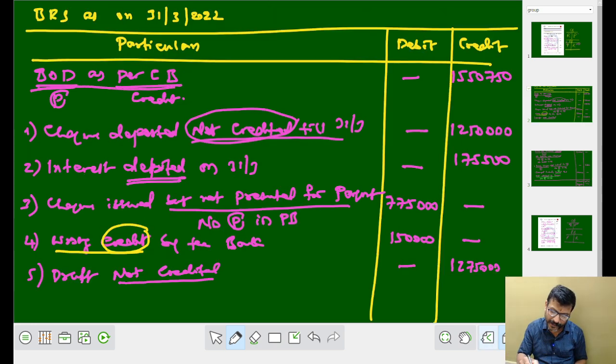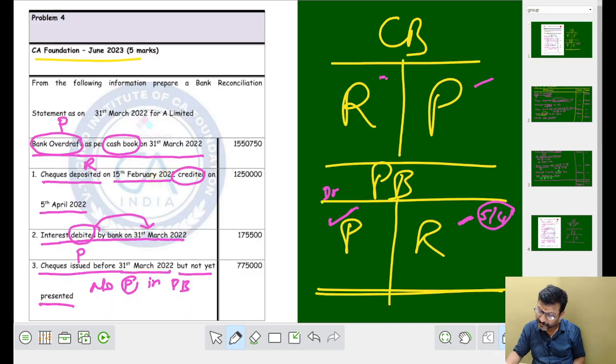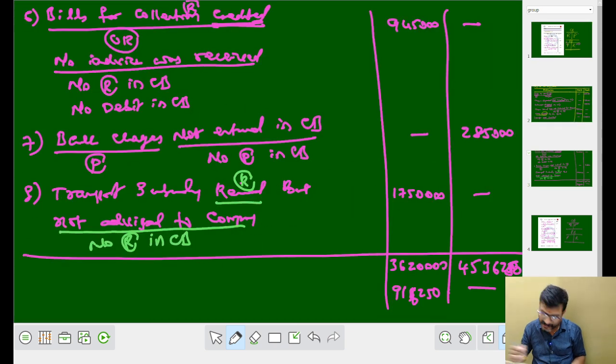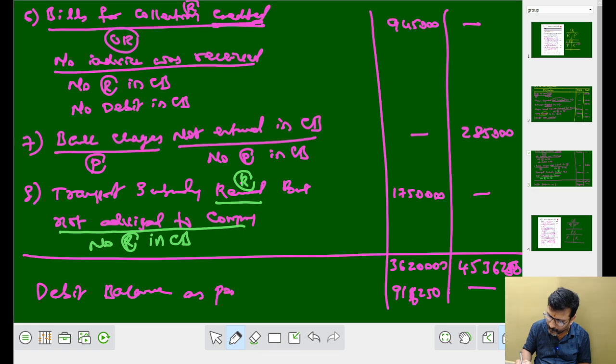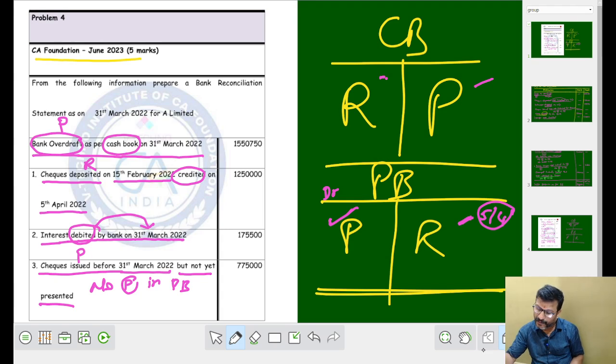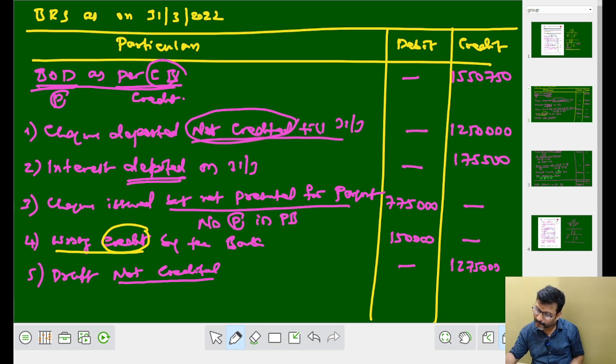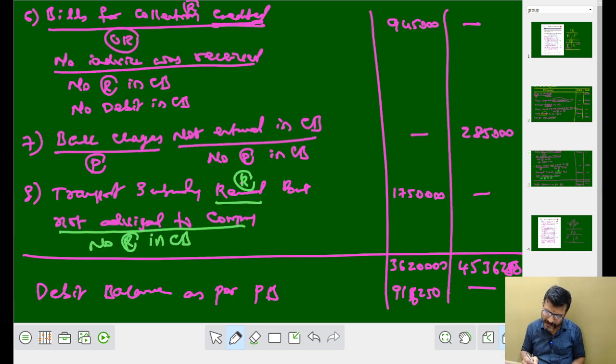Started with BOD as per cash book, right? Now we have to end with what balance it is? Debit balance as per passbook, 9 lakh 16,250. What do you mean by debit balance as per passbook? Debit balance as per passbook means payment. Payment is nothing but what? BOD. So we can call it BOD only. That is, debit balance means BOD.